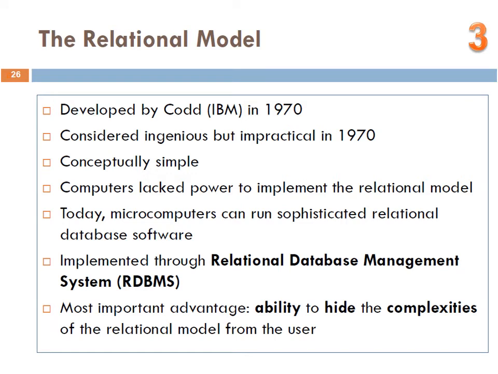Okay, now the relational data model. The relational data model was developed by Codd in 1970 and was considered ingenious but impractical at the time. The concept is simple, but computers lacked the power to implement the relational model. Today, microcomputers can run sophisticated relational database software. It is implemented through a relational database management system, and the most important advantage is the ability to hide the complexity of the relational model from the user.